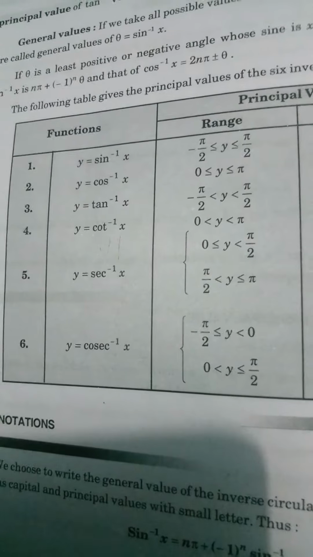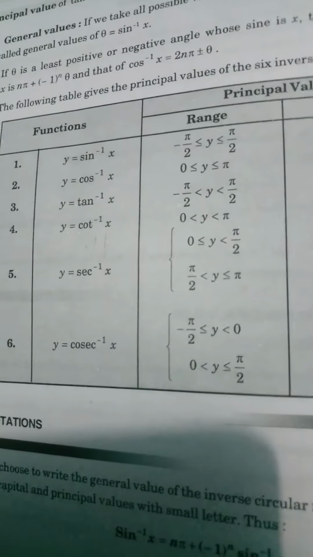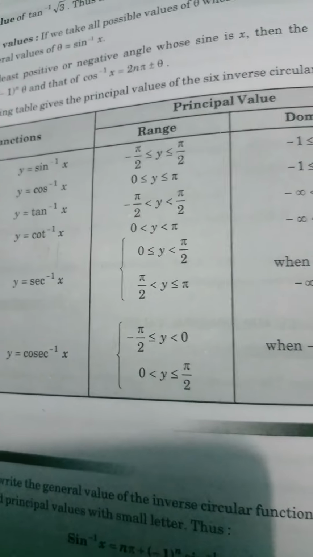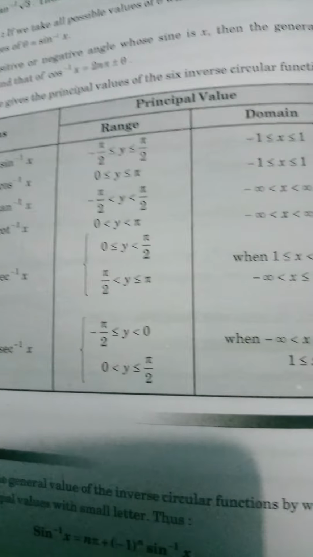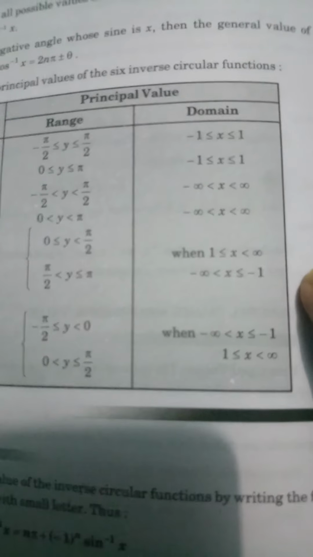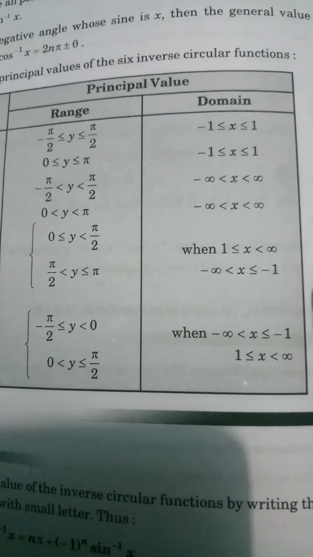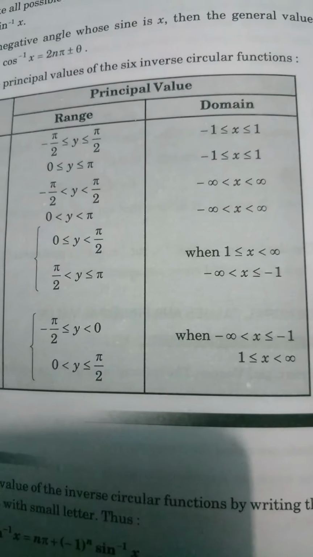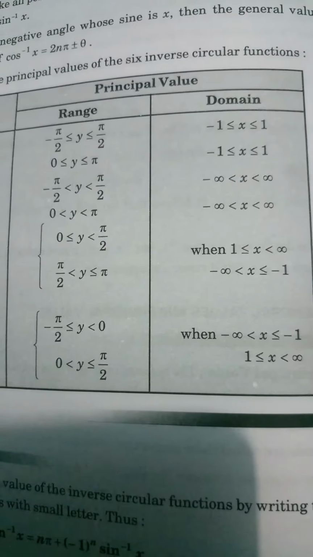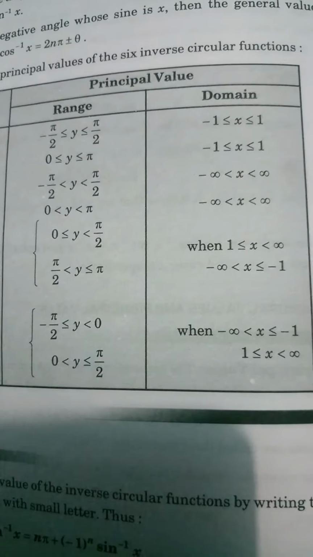Y equal to cosecant inverse x: minus pi by 2 less than or equal to y less than 0, and 0 less than y less than or equal to pi by 2, when x lies in minus infinity less than x less than or equal to minus 1, and 1 less than or equal to x less than infinity.